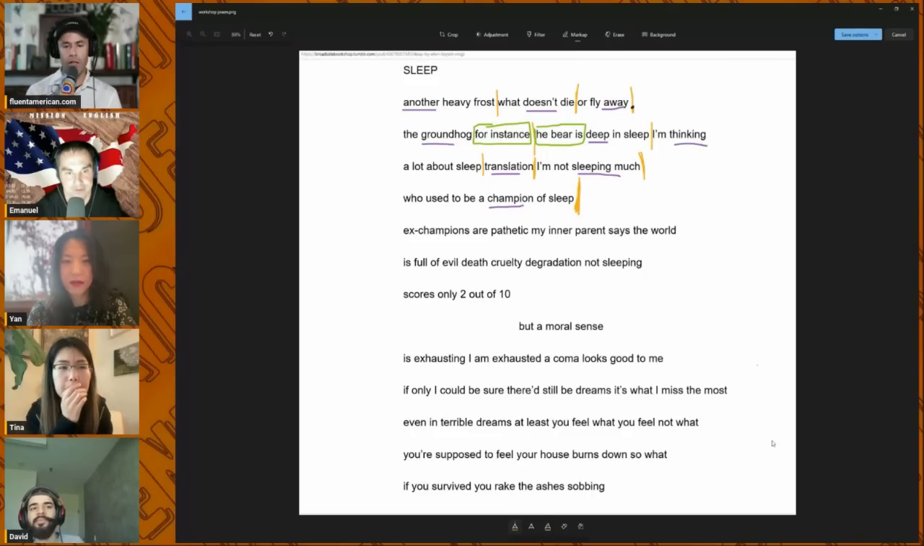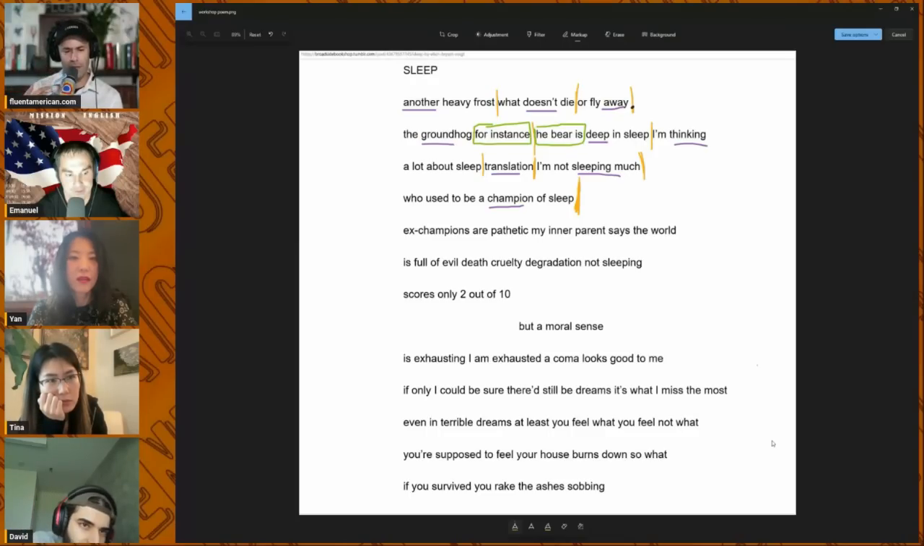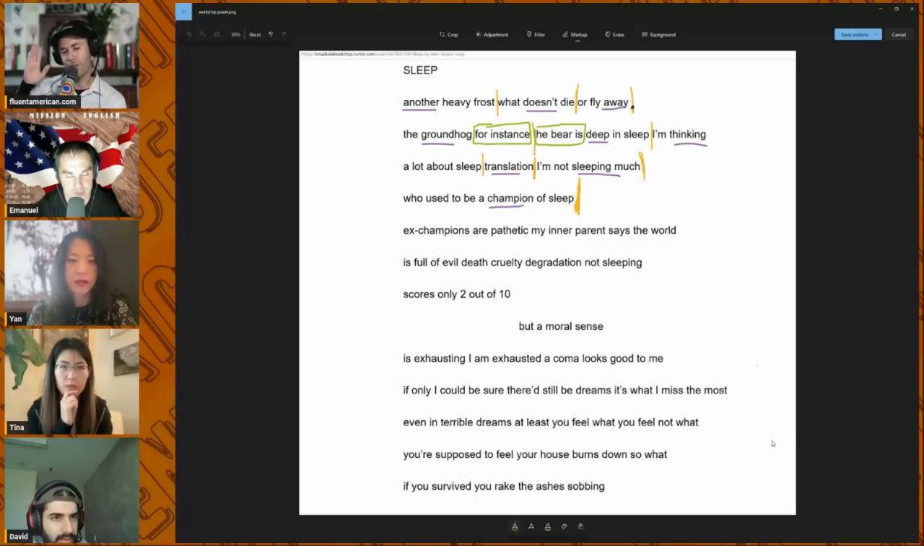I think it might be helpful. Let's go from the groundhog down to the bear is, and just show you guys what this could sound like. The groundhog, for instance, the bear is. The groundhog, for instance, the bear is. So just trying to drop a little bit lower, but maintaining the same speed. The groundhog, for instance, the bear is. And then I get my stress on deep, and I'm going slow.